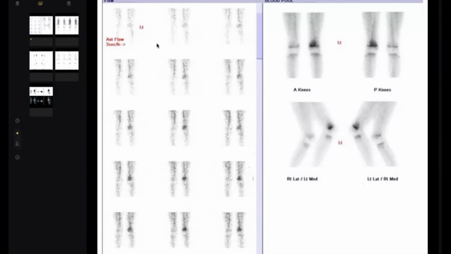Conclusion: triphasic bone scan of both knee joints in a child with a history of left knee pain shows increased tracer uptake of the left medial distal femoral condyle on blood pool and blood flow phases, suggesting acute left distal femoral osteomyelitis.